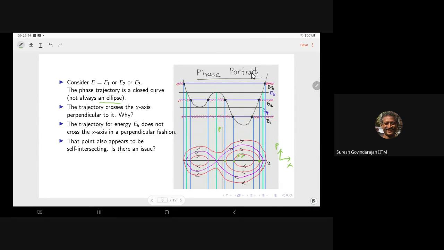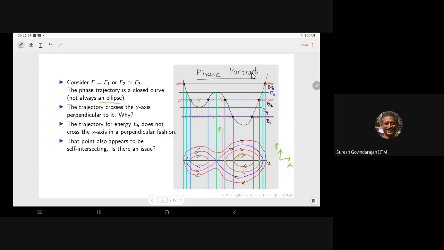Again, it's a closed curve. But for E2, there's a second segment which comes here, and it is given like this. At these two turning points, the momentum is 0, but if you come to here, the magnitude of the momentum will be something, and there will be symmetry about flipping about the x-axis, because one is a negative square root and the other is a positive square root.